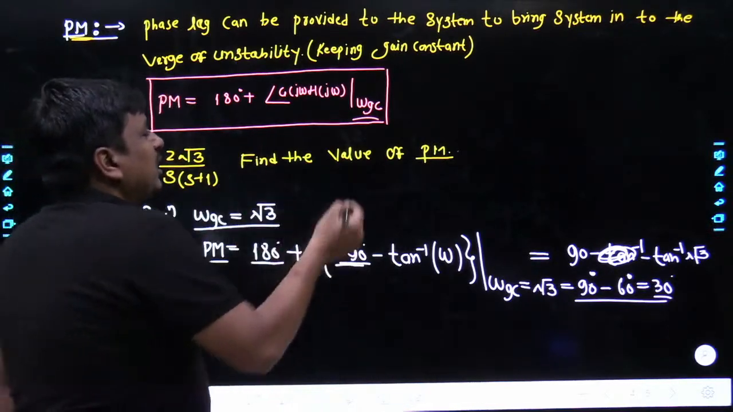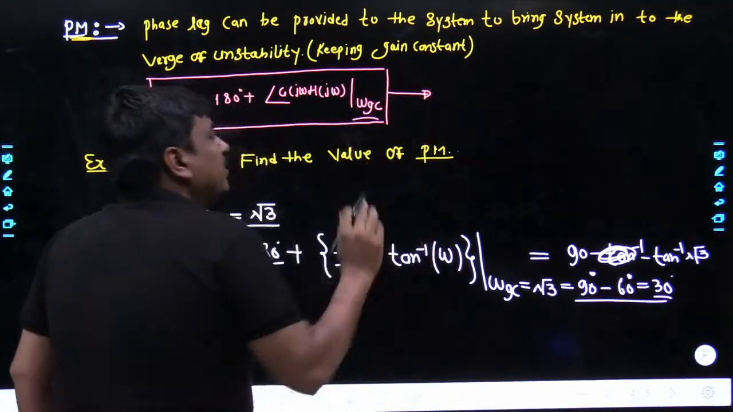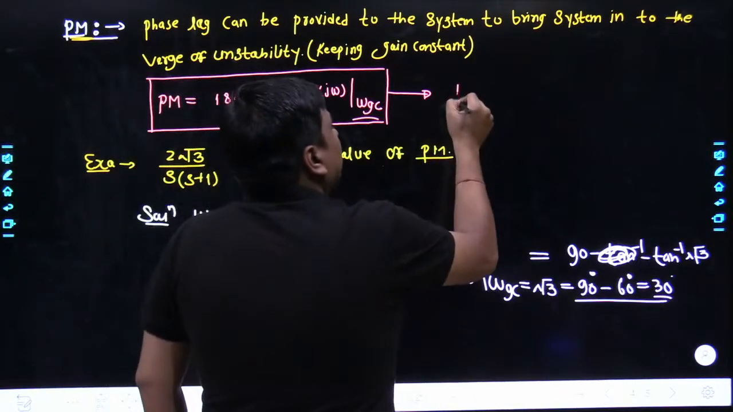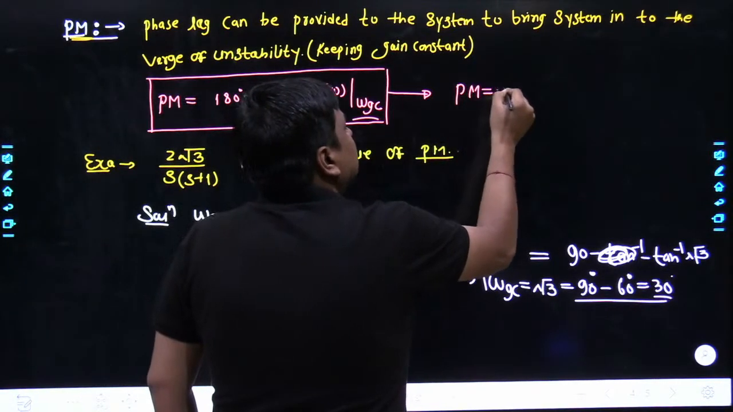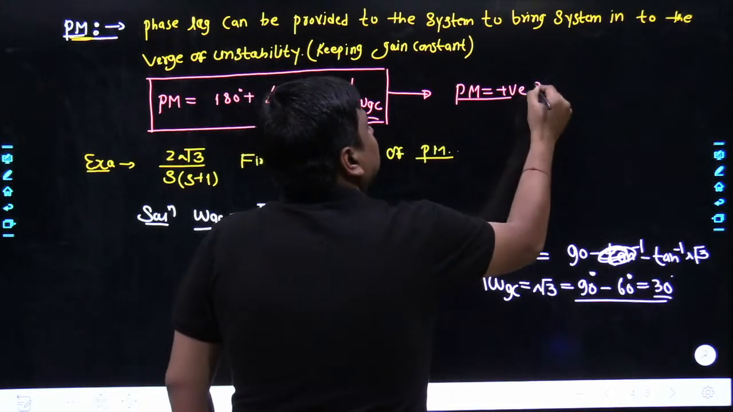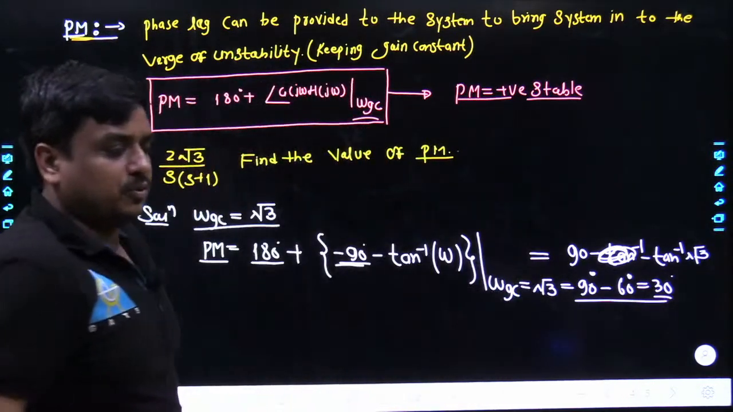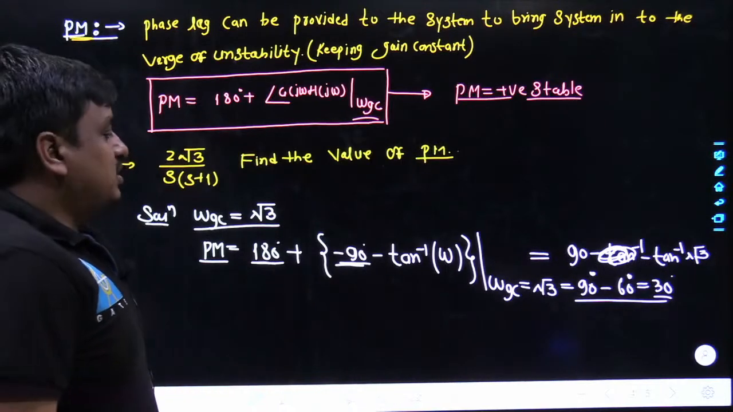What does that mean? Anyways, you may not be able to visualize, but I wanted to communicate over here. Just write this for the time being: for a stable system, phase margin has to be a positive value.